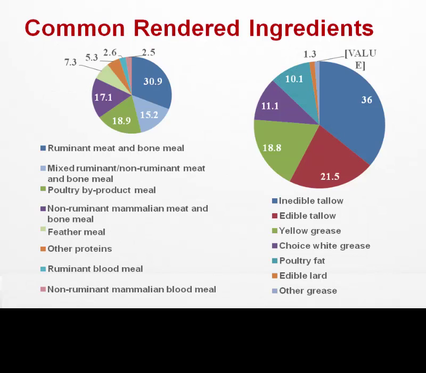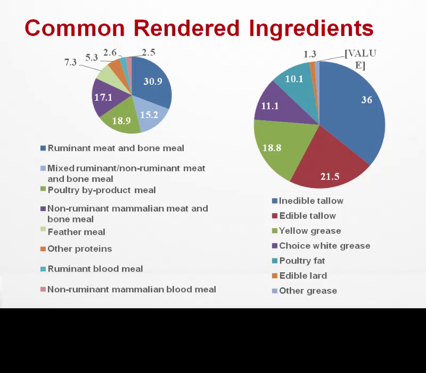31% of the protein bone products are accounted for as ruminant meat and bone meal, while another 15% is mixed meat and bone meal from both ruminant and non-ruminant animals. Both of these products are prohibited from use in ruminant feed. However, the remaining 56% of rendered protein meals can be fed to ruminants, and these include poultry byproduct meal, non-ruminant mammalian meat and bone meal, feather meal, ruminant blood meal, non-ruminant mammalian blood meal, and other proteins.